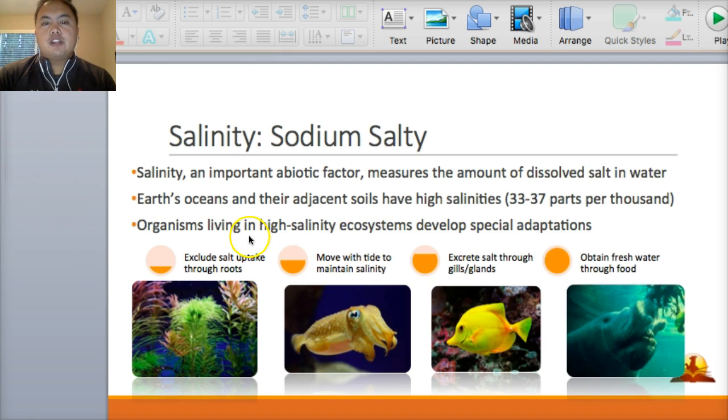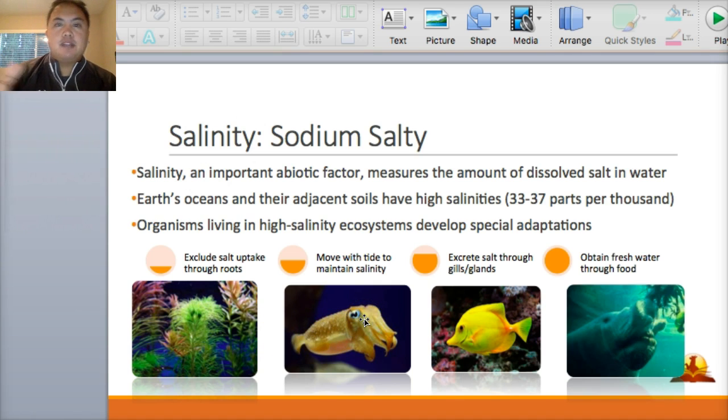Okay. Organisms that live in high salinity ecosystems, again, since we're talking about relationships between abiotic and biotic components, some of these organisms have special adaptations. Just like we said, plants have special adaptations when it's very windy. These organisms have special adaptations depending on how salty the water is. For example, some of these plants have roots that don't take in salt. That's an adaptation that over years, now we have these plants that just don't take in salt through their roots.